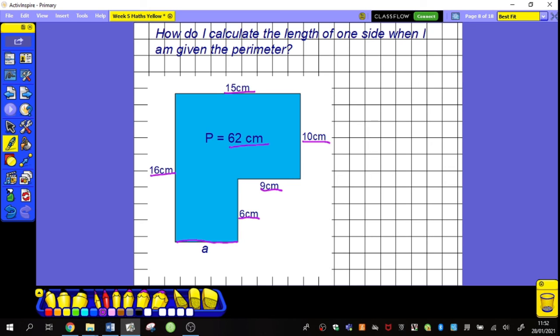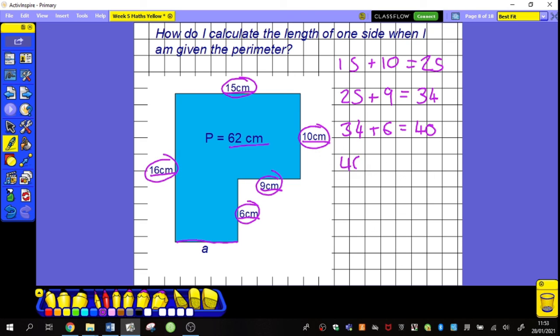So nice and easy then. Let's think of ones like I did in the last one. 15 add 10 gives me a nice easy calculation to do, 25. Let's have a look at maybe then adding the 9, because I can add 10 and take away 1. So 25 add 9 is 34. Oh, that works now with my 6, because 34 add 6 is 40, and then I just need to add my 16 on. So 40 add 16 equals 56.